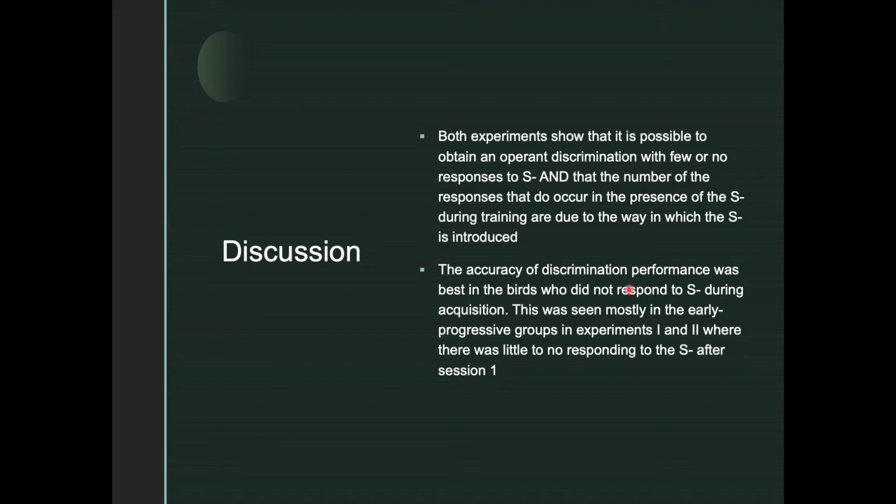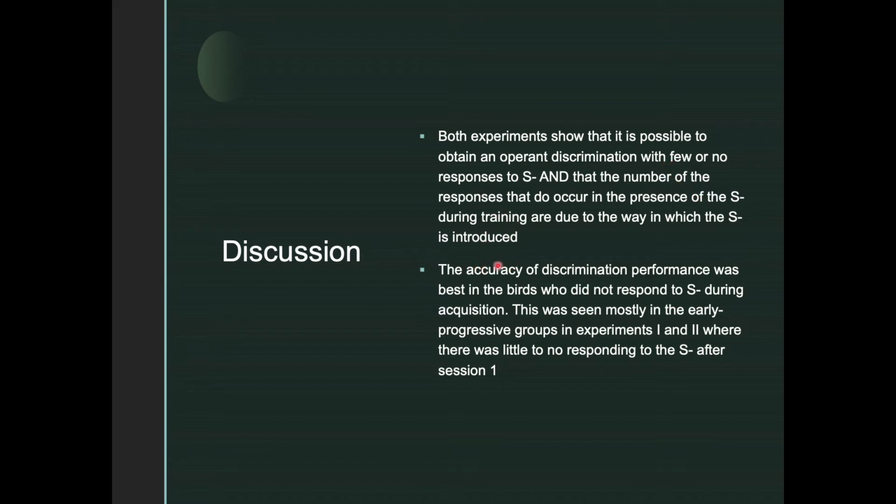But overall, what we see from this early line of research is that by fading in the S minus, it was possible for the participants to obtain an operant discrimination with few or no errors. And again, that was groundbreaking at the time because most researchers believed that errors were required to learn the discrimination. And these data are showing clearly that's not the case.